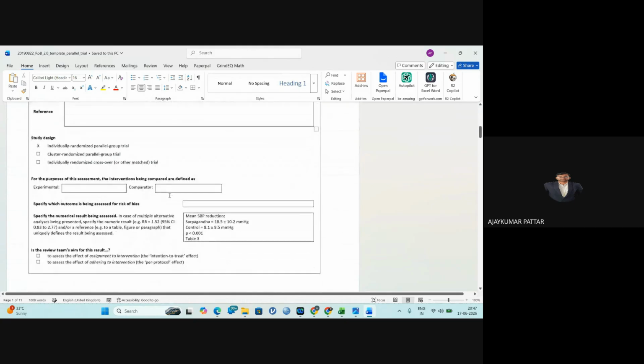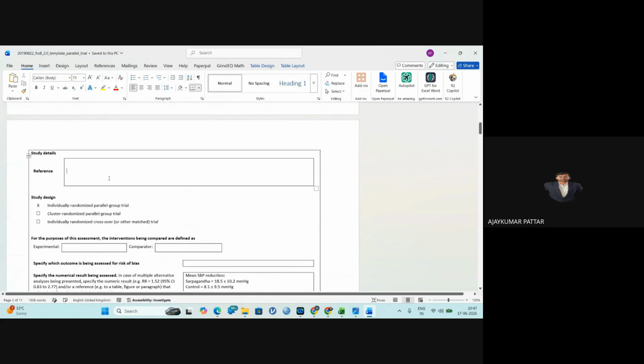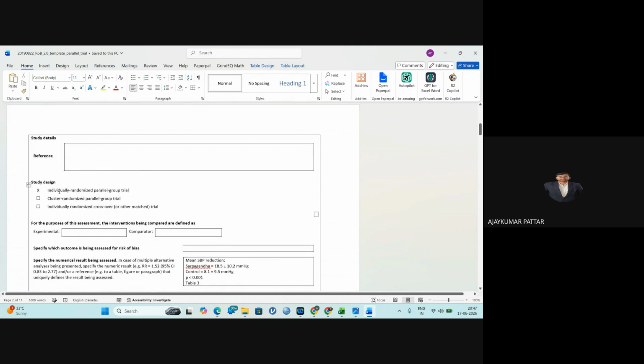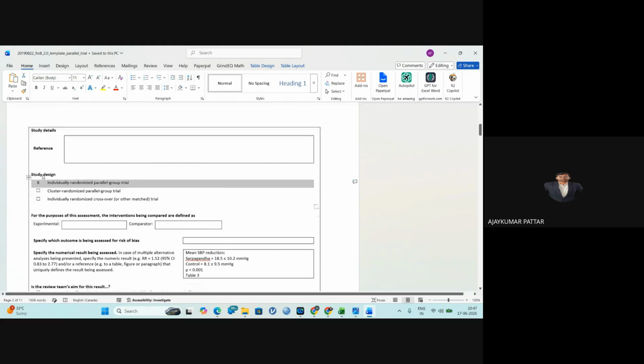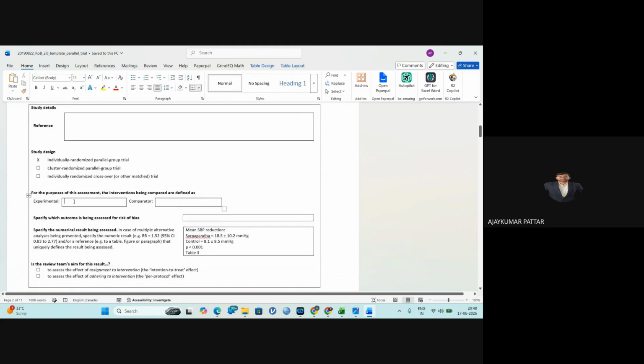So can you see here? This is ROB. You have to mention here study details, reference, whether the study is an individual randomized parallel group trial, or cluster, or individual randomized crossover. Generally an individual randomized parallel group trial is there. If the study is cluster randomized, then you have to mark here. Then in the experimental group, what is the given drug and comparator? In a hypertension example, experimental is Sarpagandha related medicines. Comparator may be amlodipine, any standard treatment.